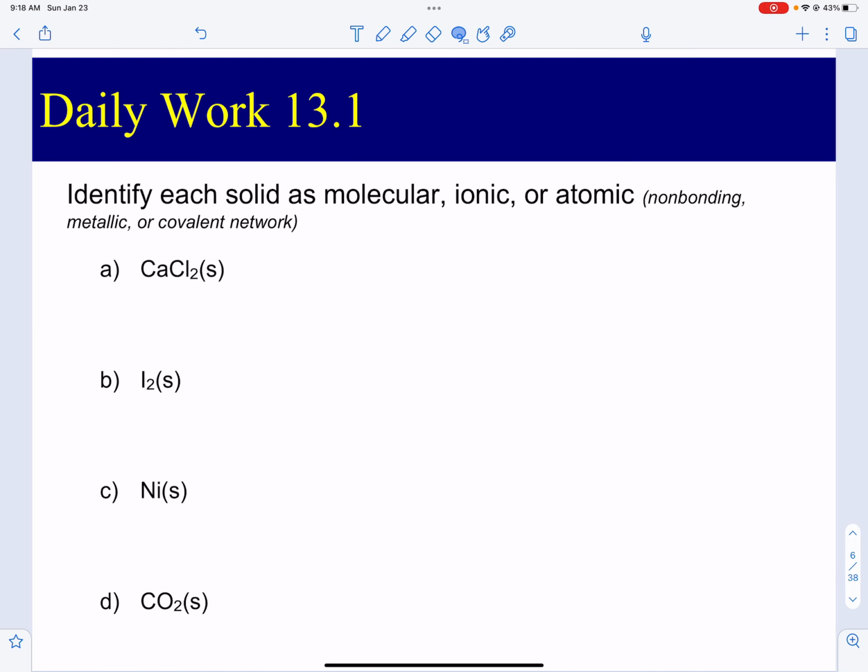So here's your first daily work. Basically the same thing I just did, different compounds. So think about it. Are you dealing with a molecular solid, an ionic solid, or a possible atomic non-bonding, basically a noble gas, metallic, you need the metals, or covalent network where you have an element that is a non-metal that can do a lot of connections?